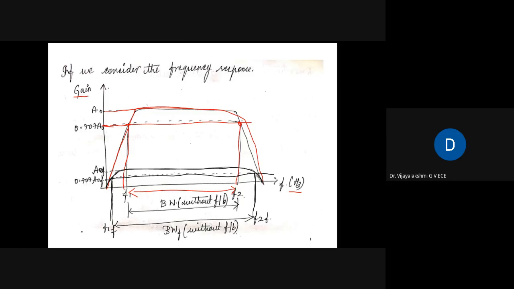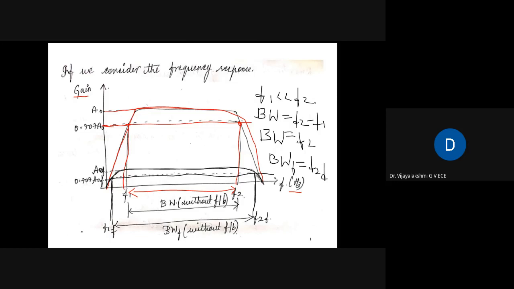Now in this figure, you can see that F1 is very much lesser than F2. So I can say the bandwidth, which is the difference of these two frequencies, F2 minus F1, is just F2. Can I say just F2? Yes, because F1 is very much lesser than F2. Similarly, the bandwidth with feedback, I can say is F2F. Why? Because F1F is very much lesser than F2F.